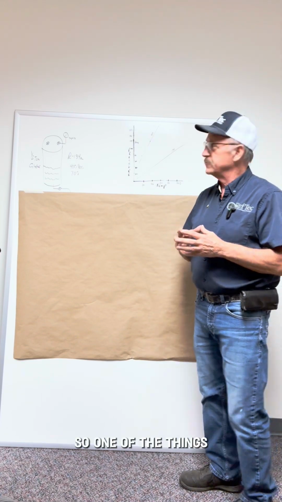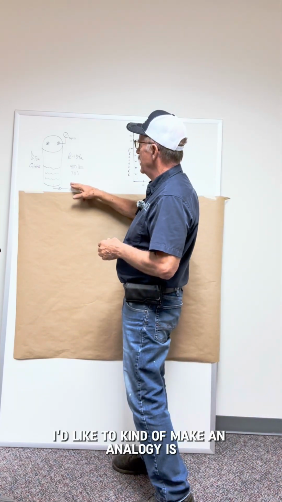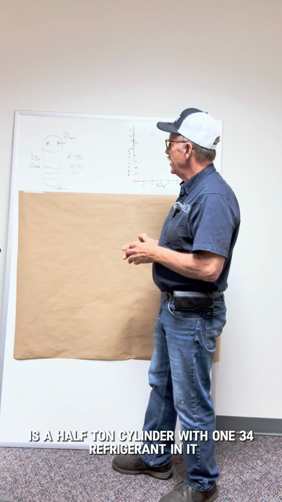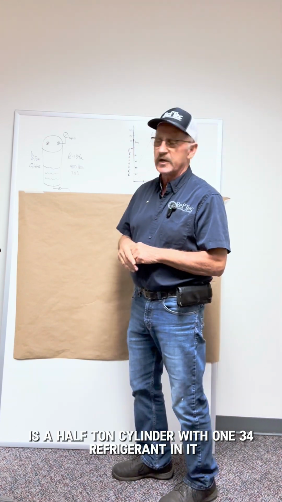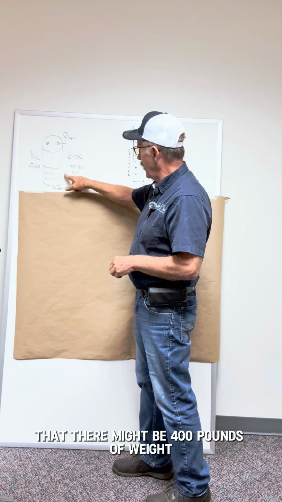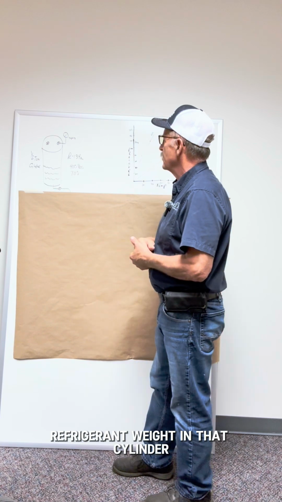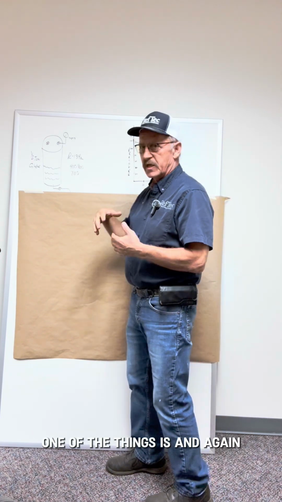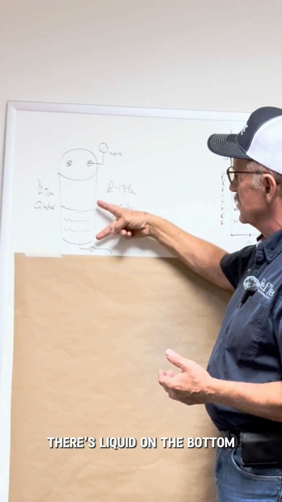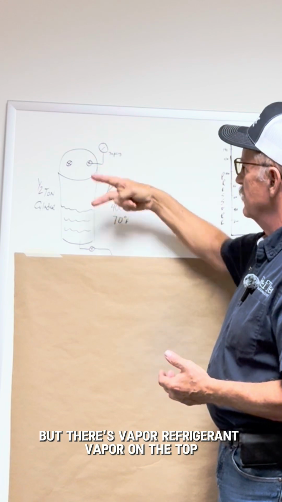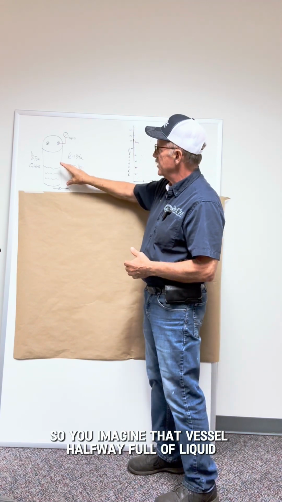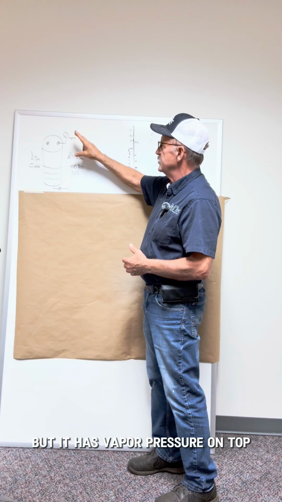really inside that vessel? I'd like to make an analogy: let's imagine that this cylinder here is a half-ton cylinder with 134 refrigerant in it. And I'm going to say for the example that there might be 400 pounds of refrigerant weight in that cylinder. Again, it all depends on your knowledge about refrigerants, but we would understand that some way up that vessel, there's liquid on the bottom, but there's refrigerant vapor on the top. So imagine that vessel, halfway full of liquid, but it has vapor pressure on top.